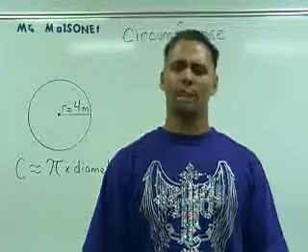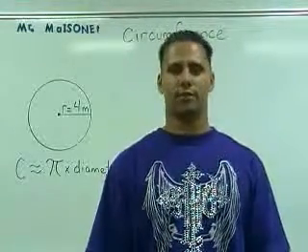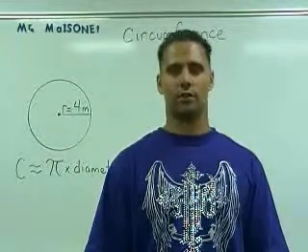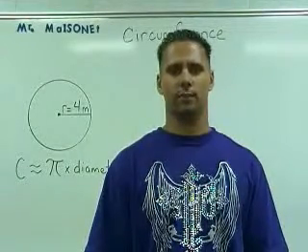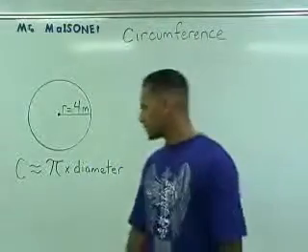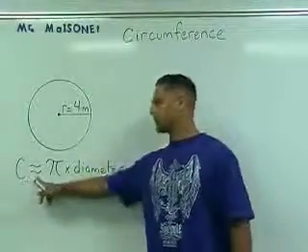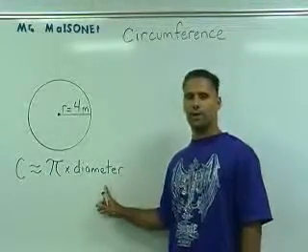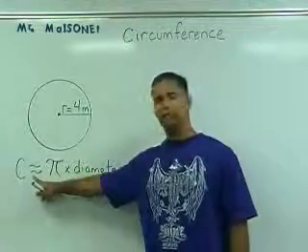Hello everyone. What we're going to do in this tutorial is find the circumference of a circle. The word circumference simply means the perimeter of a circle, or the distance all the way around a circle. And the formula to find the circumference of a circle is circumference is approximately equal to pi times the diameter of a circle. Now some may ask, why do we use approximately equal to?